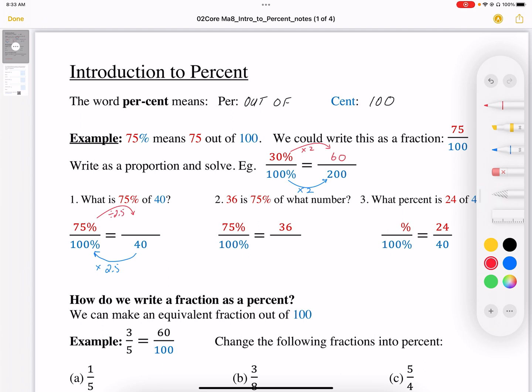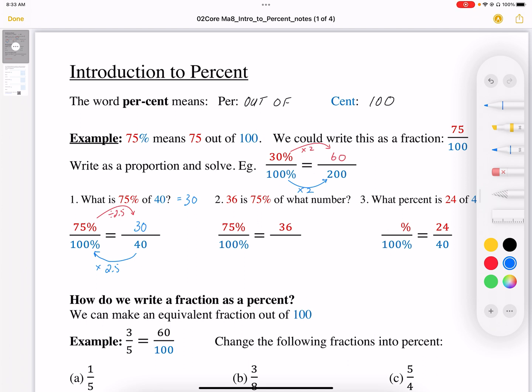Okay, so try that on your calculator. Do 100 divided by 40. We're going to end up with times 2.5. You could also find the decimal multiplier. That would work as well. But when I divide 75 by 2.5, I end up with 30. So what is 75% of 40? That's going to be 30.